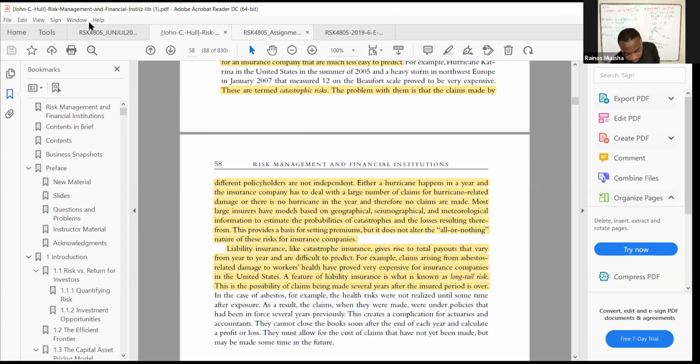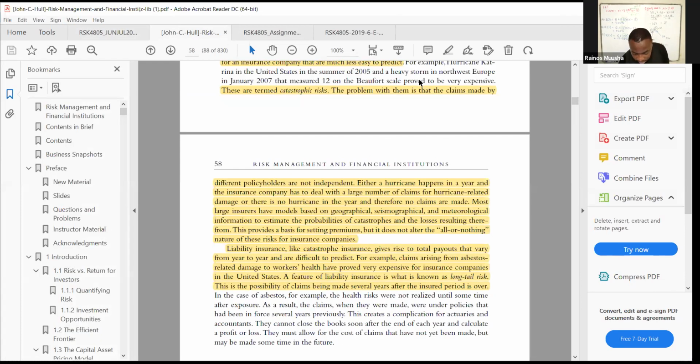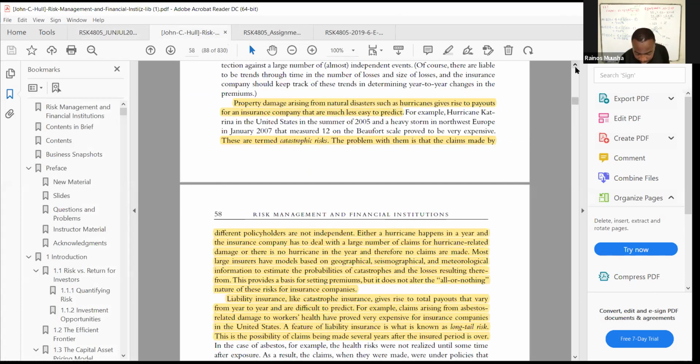Remember, the question was asking what feature of policies written by a property casualty insurance company is responsible for the most risk. You will see that it is the unpredictability of the payouts, especially due to catastrophic risks and also due to long-tail risks as well.